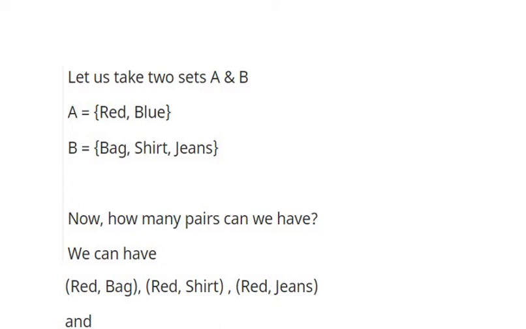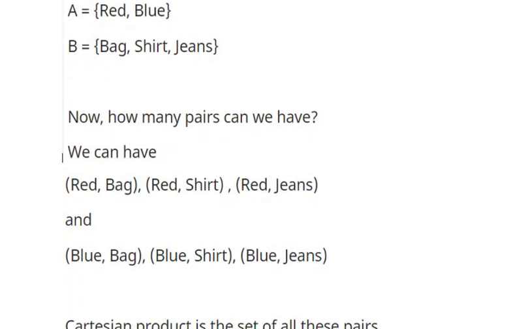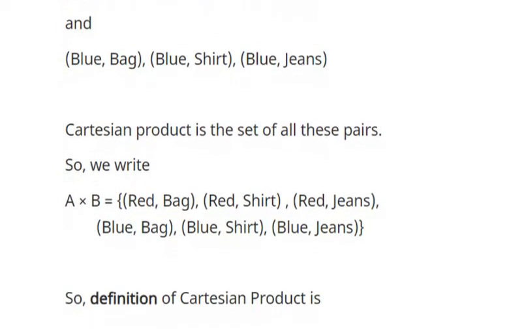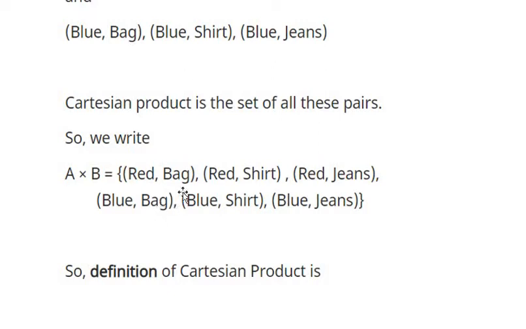So here we can see that a bag can be of red color, or a shirt can be of red color, or jeans. So we can have the combinations red bag, red shirt, red jeans, and another combination will be blue bag, blue shirt, or blue jeans. So this way we are getting a total of 6 combinations. Set A consists of 2 elements and set B has 3 elements, and in total we are getting 6 possible ordered pairs.